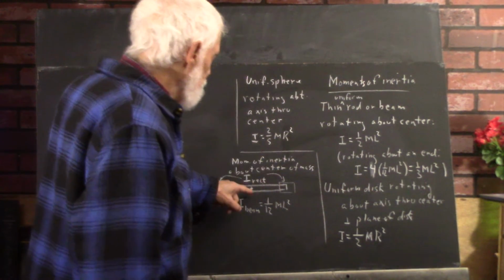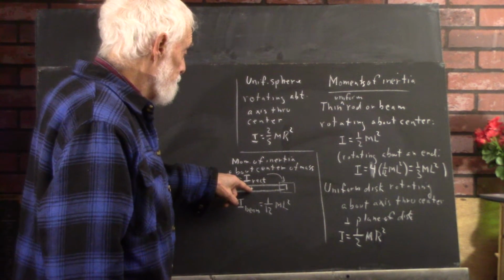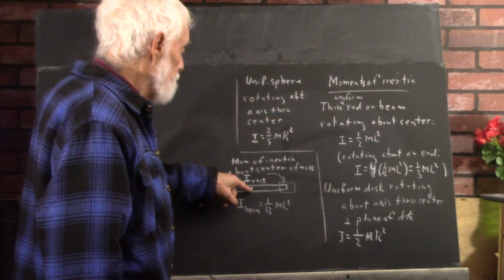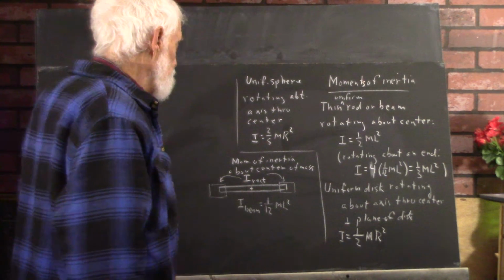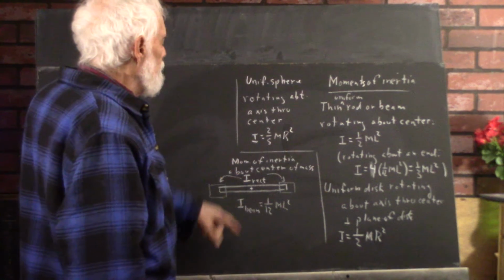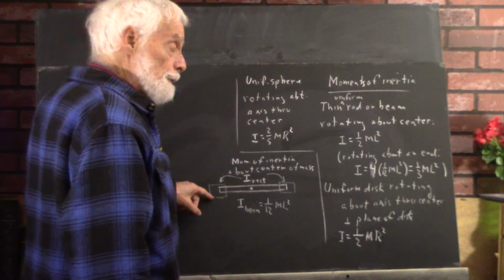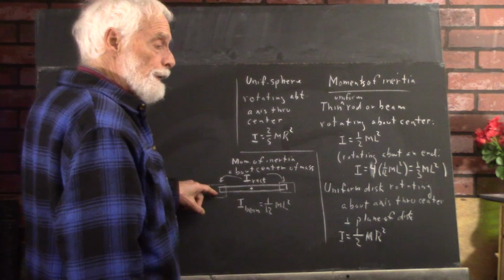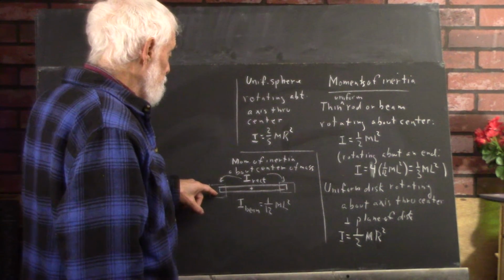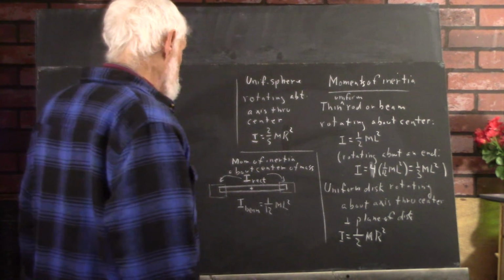That's not its moment of inertia about this point. So the question is, how much does this and this, we assume they're identical, how much does each of these contribute to the total moment of inertia of our rotating system, because they're not part of the system?